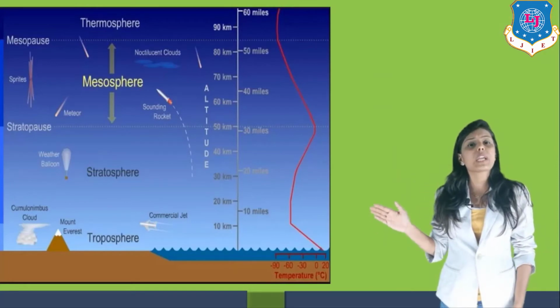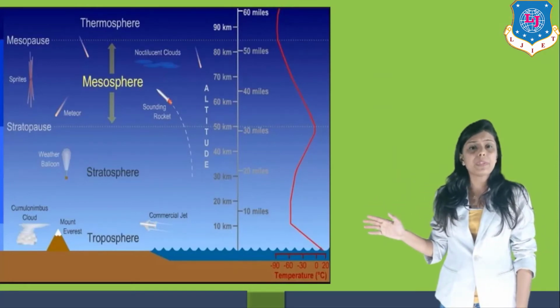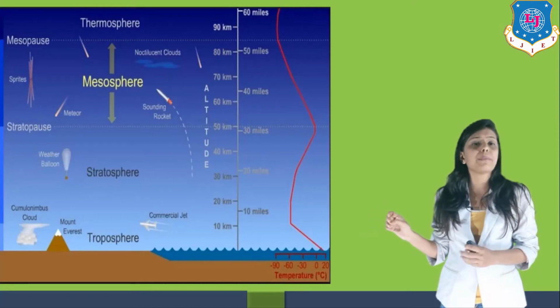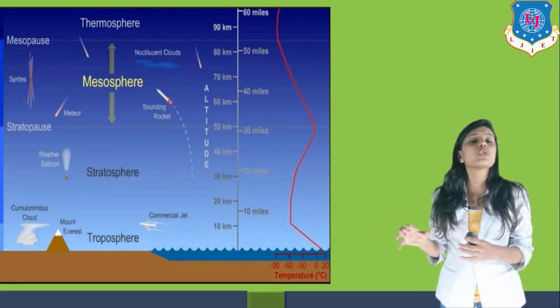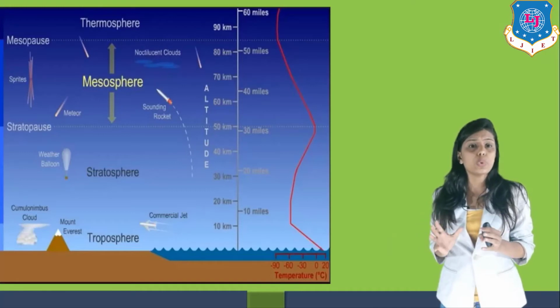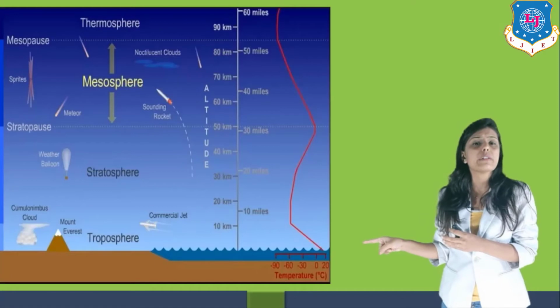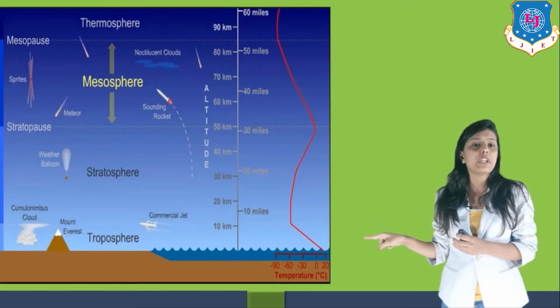The red line which you can see here is showing the temperature. Initially, the temperature in troposphere is very high because the layer is nearest to the Earth's surface. So because of the pollution, the temperature is very high initially in troposphere. You can see here the temperature range in the figure.